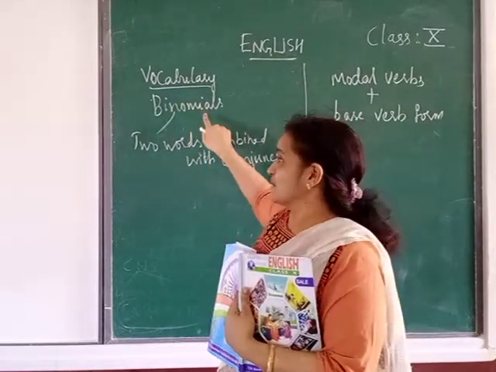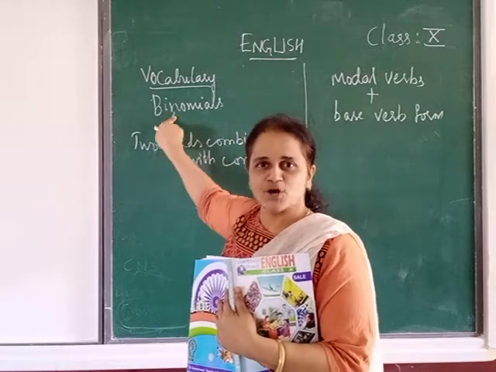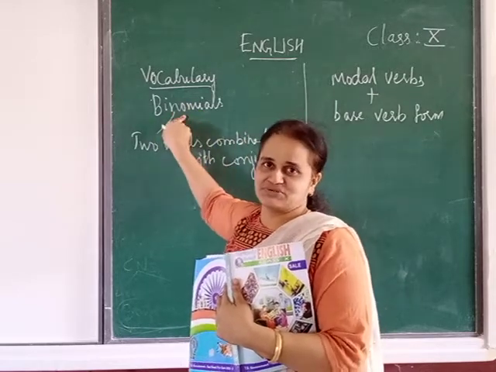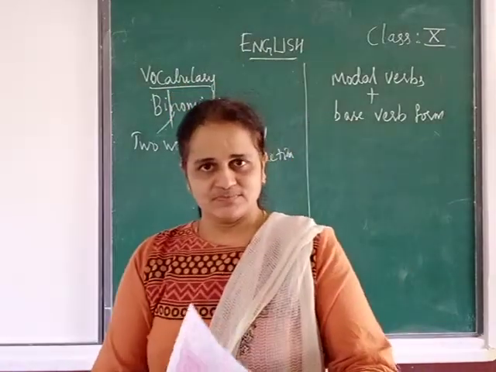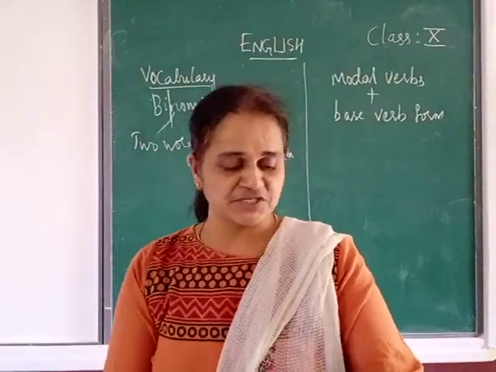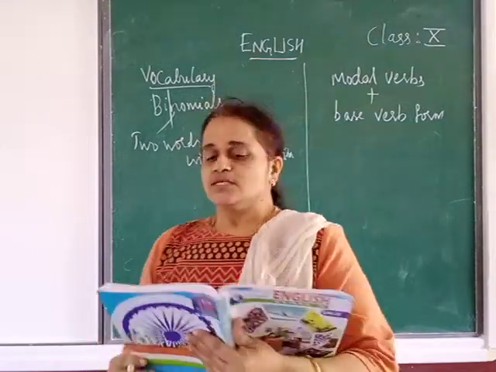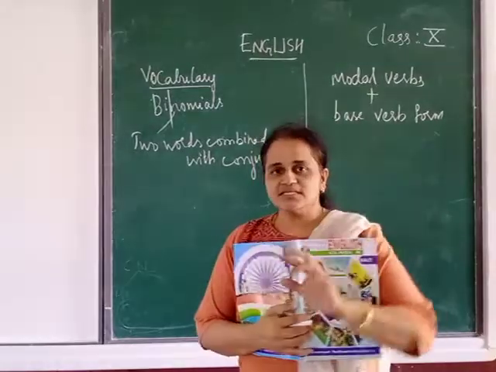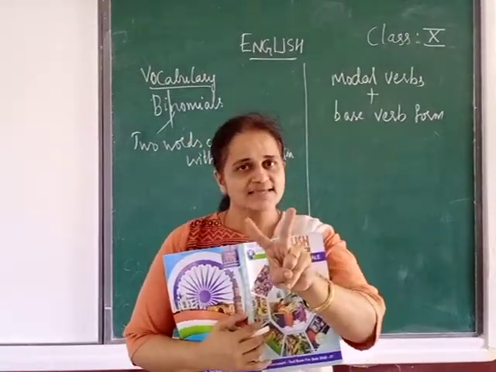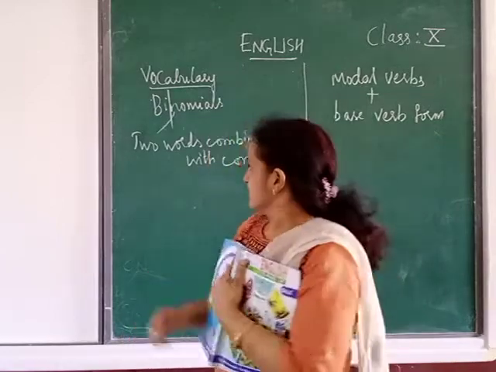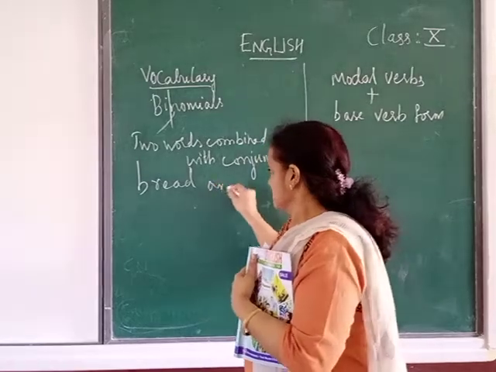When I say binomial, don't go back to maths class. This binomial is in English. By 'bi' you all know it means 2. When I am explaining, just refer to page numbers 118 and 119 of your textbook. These binomials are nothing but a combination of 2 words, for example, bread and butter.